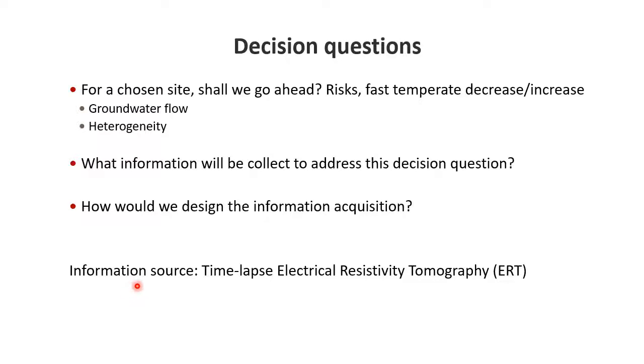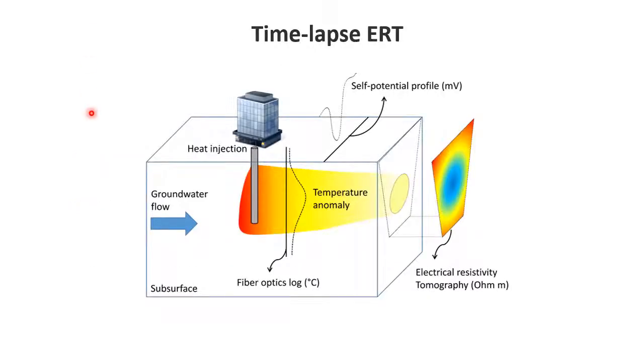The information source that we'll be looking at is what's called time-lapse electrical resistivity tomography. And so we'll talk about that a bit. In time-lapse electrical resistivity tomography, essentially what we're doing here is using the change in resistivity as a function of temperature to measure what the temperature distribution is in the subsurface. We do a time-lapse survey in the sense that we design a baseline, and then we look at the difference as we make that heat injection. The nice thing about doing the baseline is that we're not worried about any non-important differences that could also impact resistivity, such as the lithology, etc.